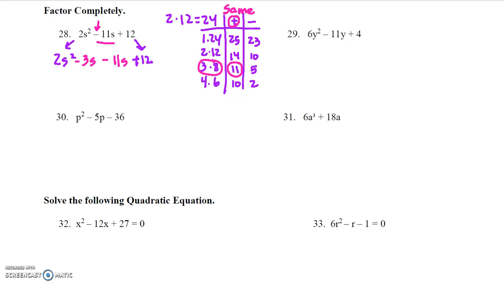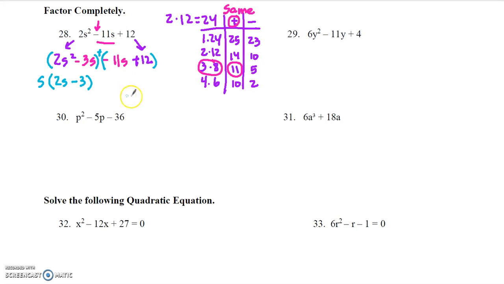And now that I have 4 terms, I can do my grouping. So I'm going to group the first 2. I'm going to group the second 2, making sure this negative sign stays inside. So then I'll put a plus between. And then I can do GCF. So the common out of 2s squared minus 3s is just an s. And that will leave me 2s minus 3. Because s times 2s is 2s squared, and s times 3 is 3s. And then in my negative 11s plus 12, I don't have anything to factor out.